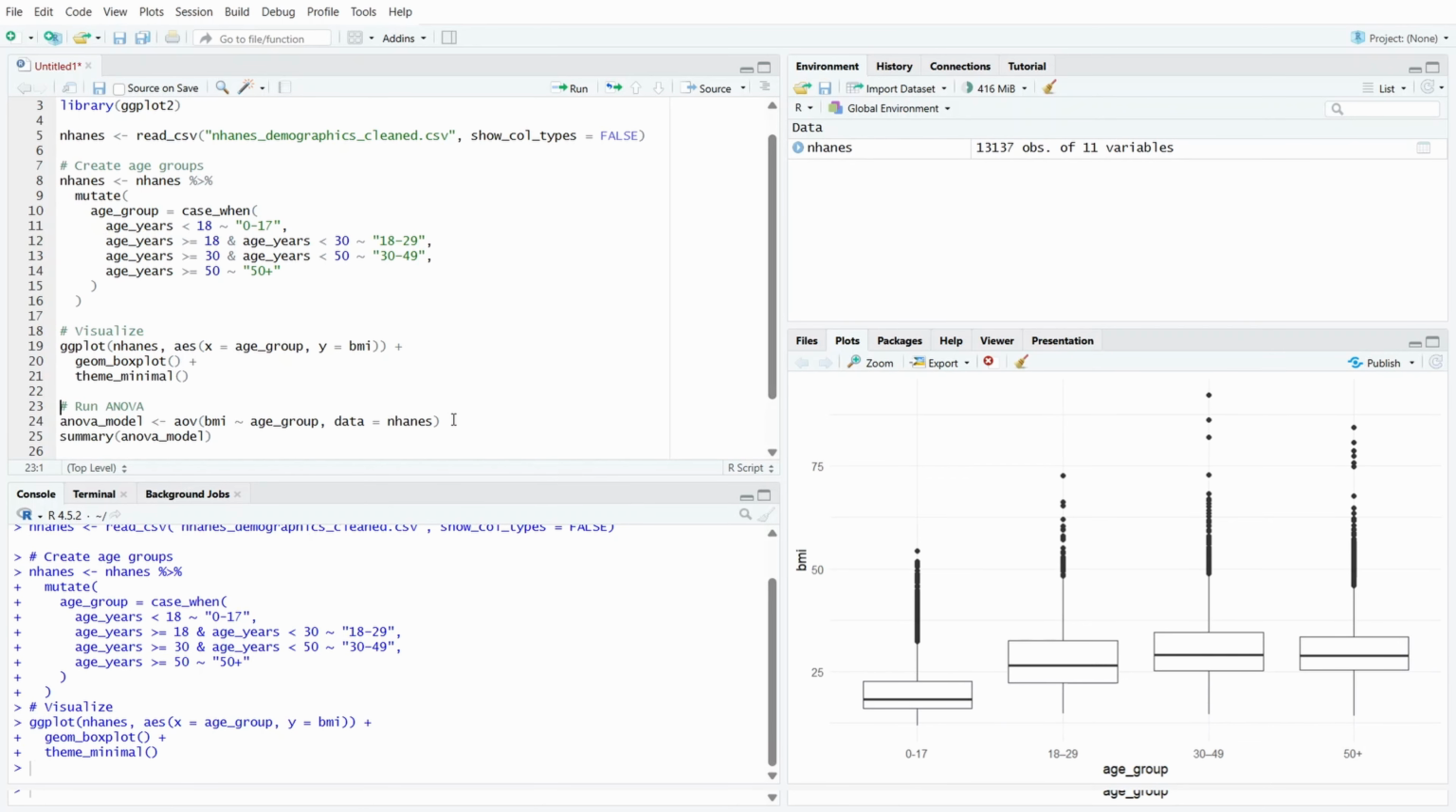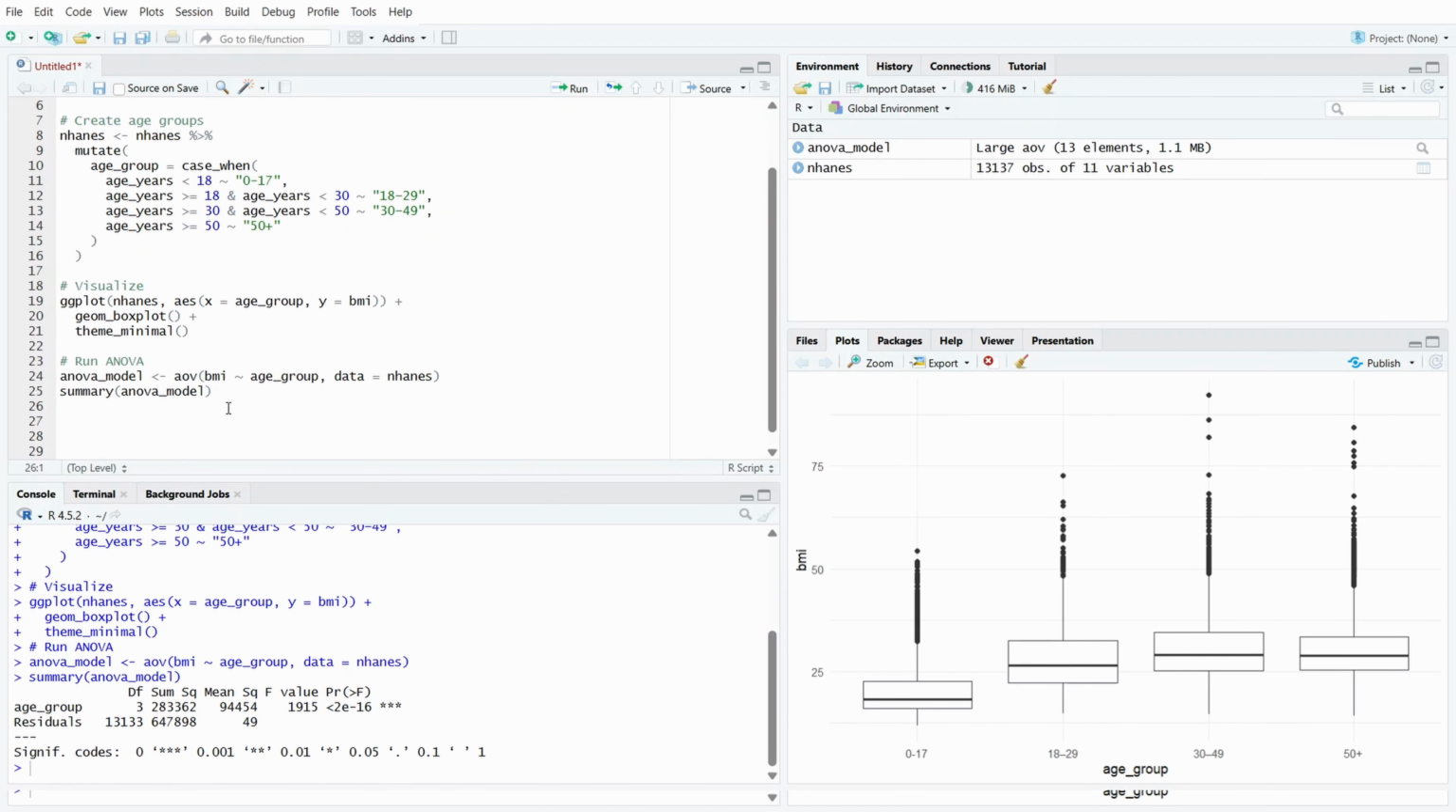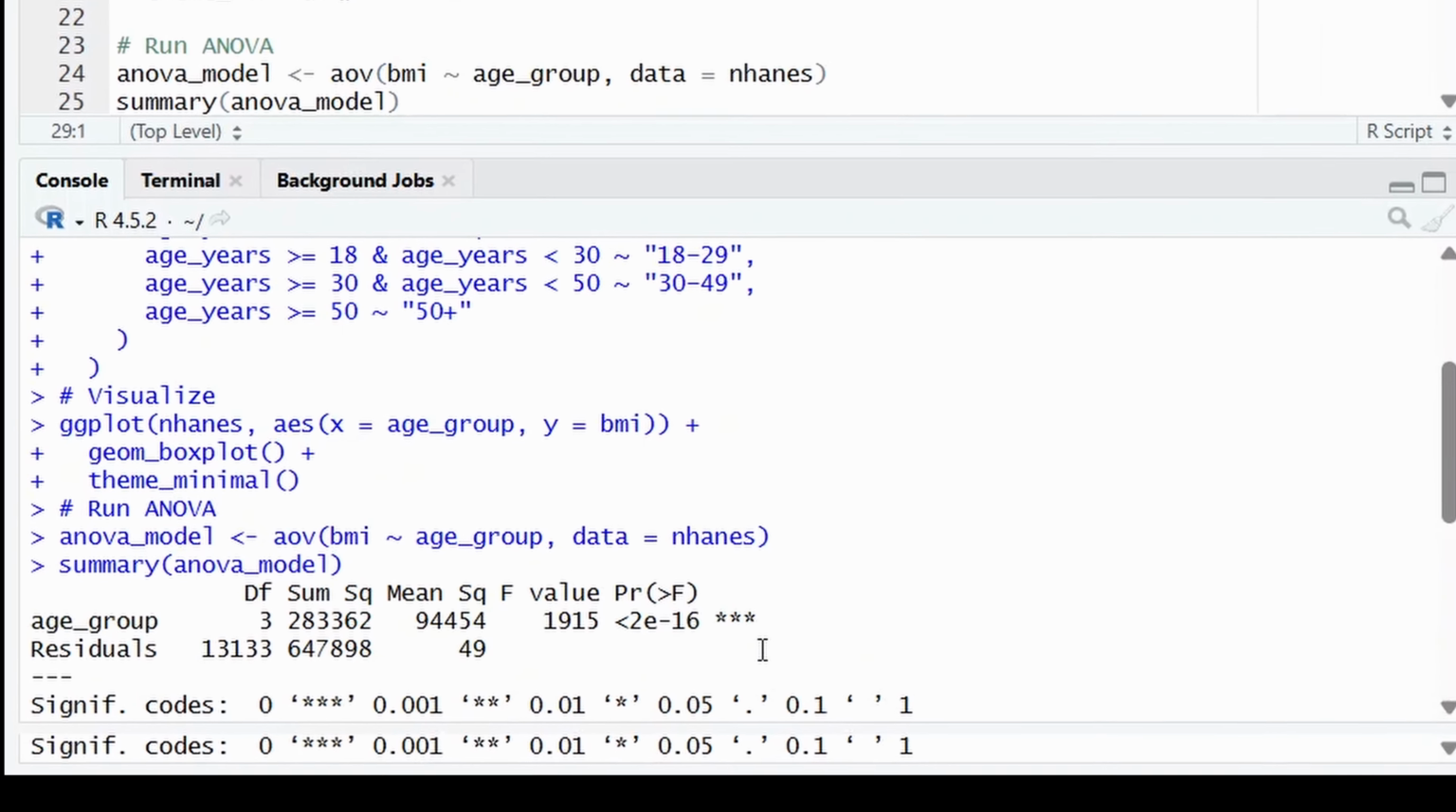Now we run aov on BMI tilde age_group. So what ANOVA actually does is test whether at least one group mean differs from the others. If the ANOVA p-value is significant, it tells us that differences exist, but it does not tell us which specific groups differ. So let's do a little bit of unpacking of the results we have here.